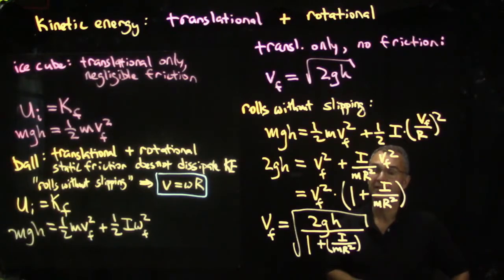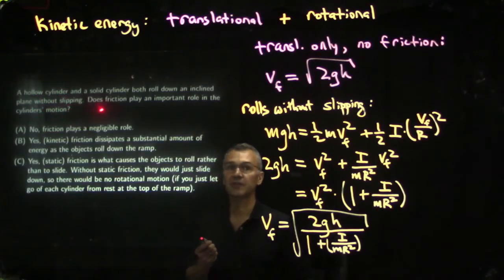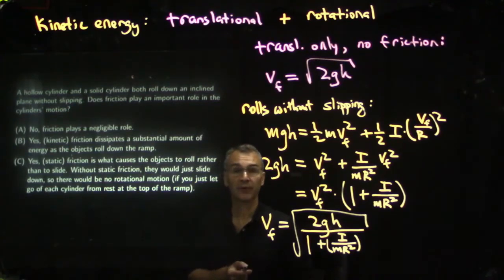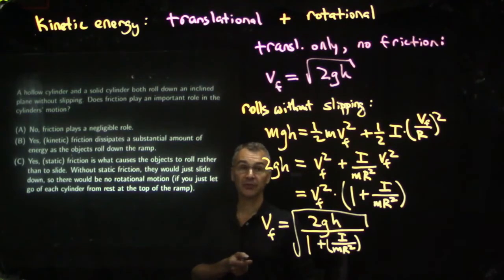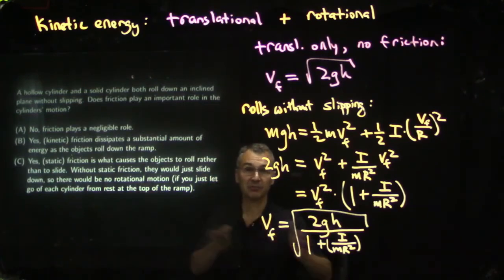A hollow cylinder and a solid cylinder both roll down an inclined plane without slipping. Does friction play an important role in the cylinder's motion? Well, I guess you can imagine, suppose you're riding your bicycle down a sheer sheet of ice. Do the wheels turn, or does the bicycle just slip? So you say, friction plays a negligible role.